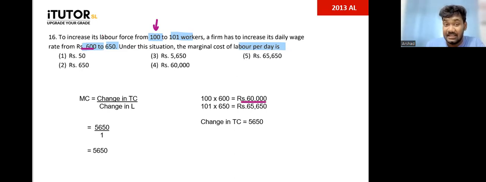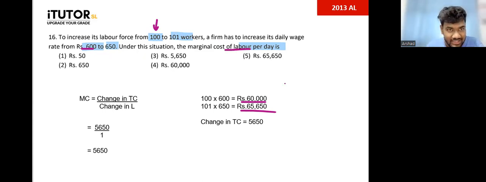60,000. Then the question is saying, to increase the labor force from 100 to 101, the firm has to increase the wage rate from 600 to 650. So if you're having 101 people, you have to now incur 650 per person. Okay. So then how much is your total cost? 101 into 650 is 65,650. They are asking the marginal cost of labor.